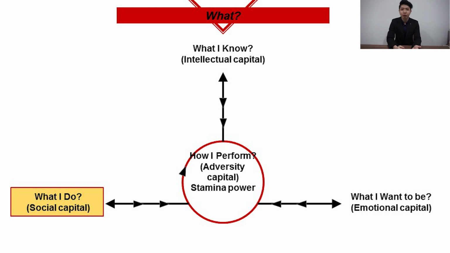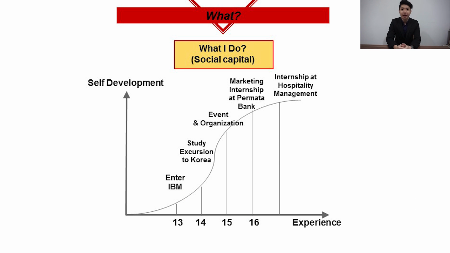Now I'm going to explain what I do, which is the social capital. My experience starts from entering IBM in 2013. In 2014, I had a great experience by joining a study excursion to Korea. In 2015, I gained event and organizational experience, while in 2016, I had an internship at Permata Bank as a marketing communication intern. And then in the near future, I would like to have an internship at hospitality management to gain real experiences in the hospitality industry.